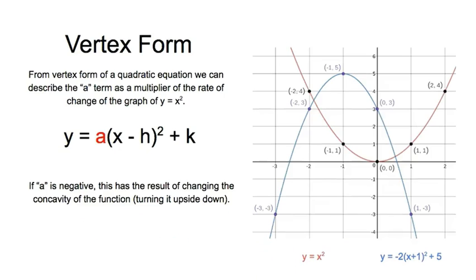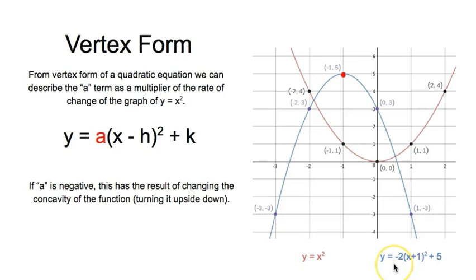Now an interesting thing happens if the value of a is negative. It changes the concavity of the function, that is, the direction in which the function opens. Our parent function here in red, y equals x squared, opens upward and has a minimum for a vertex. However, if I change this function by adding a, h, and k, I can see that h has shifted my vertex to the left 1 space, and the k value has shifted the vertex up 5 spaces, so that it is now here.